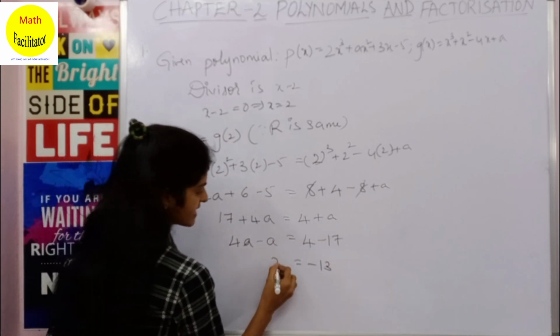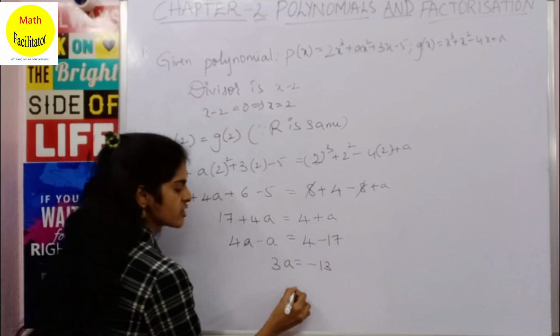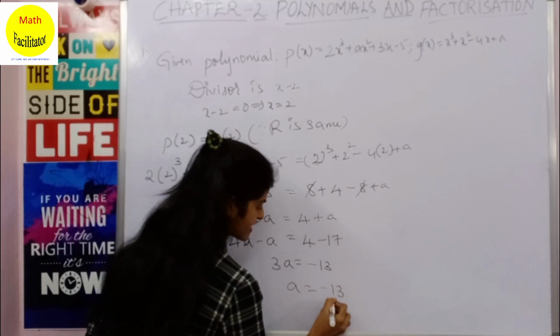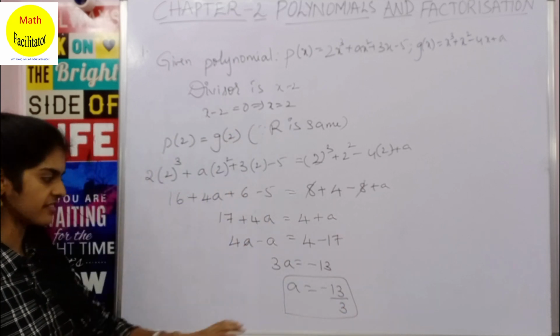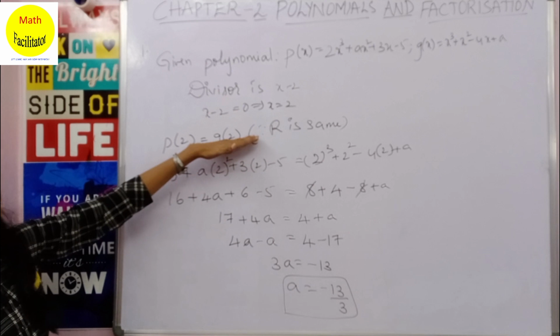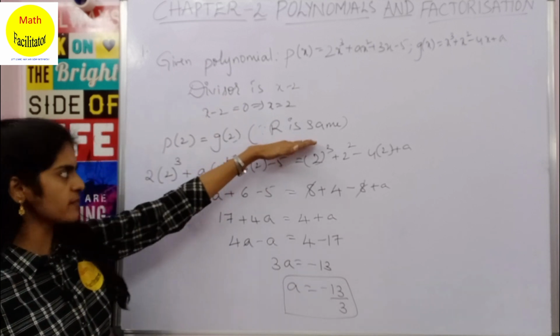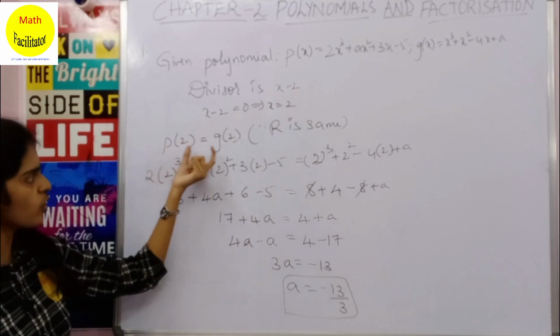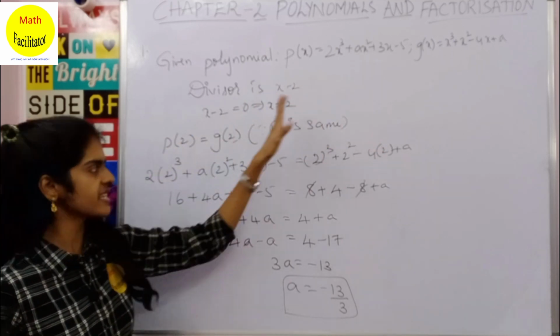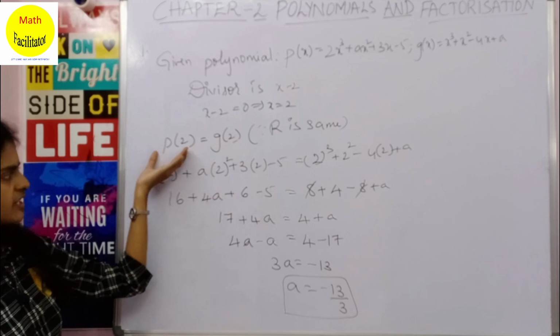Now 4a minus a is 3a. So what is a? a is nothing but minus 13 by 3. Clear? So in this way you can find the value of a. The only thing you have to remember is whenever the remainder is the same, you substitute the zero of this linear polynomial in both the given polynomials and you equate them. This is nothing but the remainder theorem.